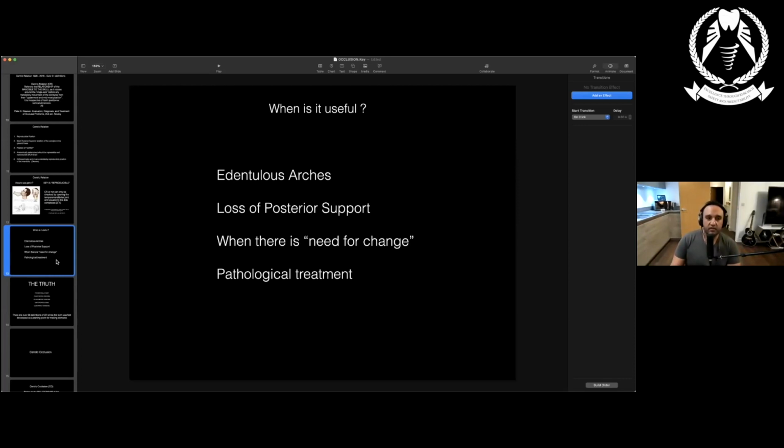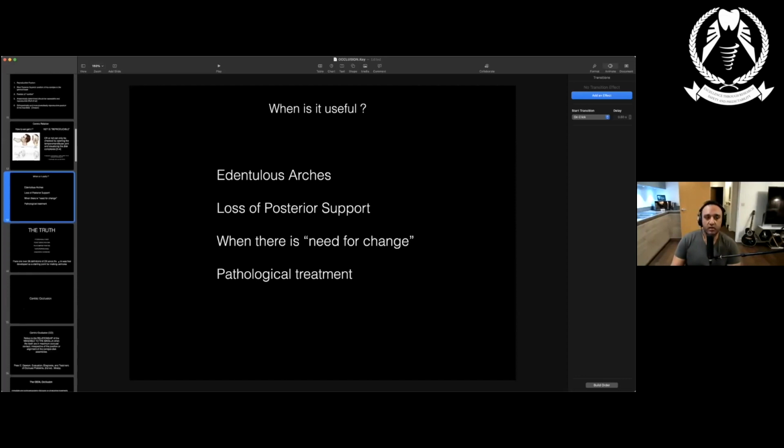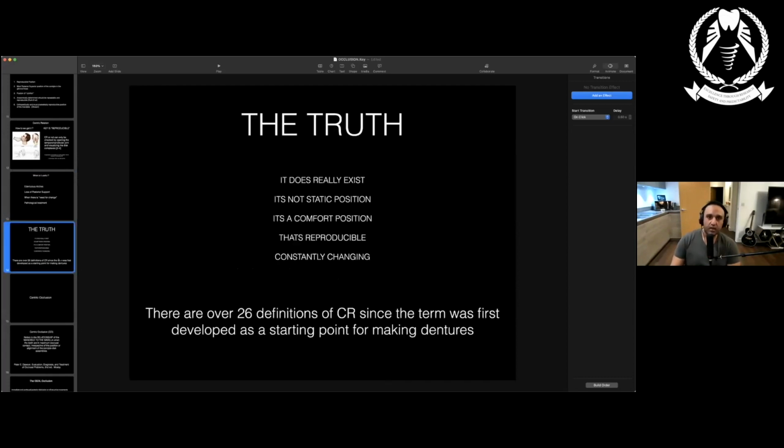So a good friend of mine, Tiv Qureshi, does a lot of work on Dahl and composites, and I think it's a great concept that works very, very well for our patients. So the truth is, does it really exist? It's not centric relation, it's not a static position. It's a comfort position that is reproducible, and it sometimes changes in time because your patients age and they get older, and that position will actually change.